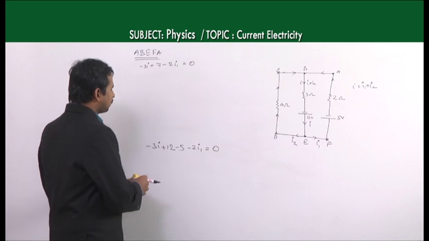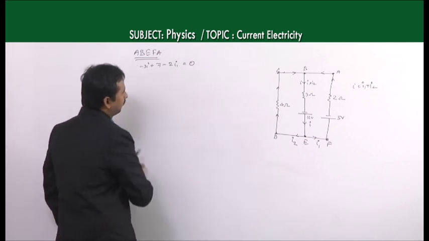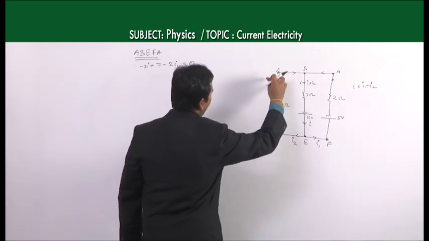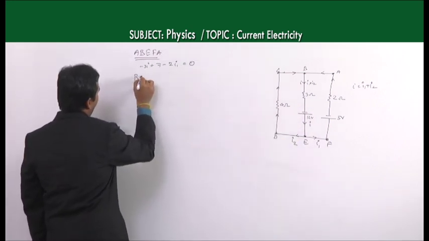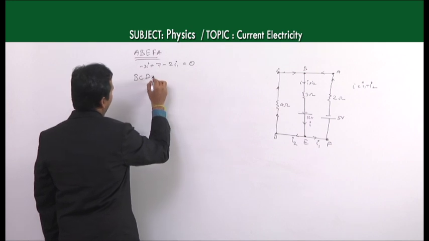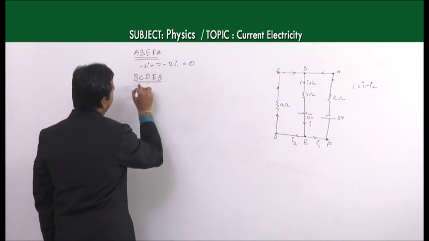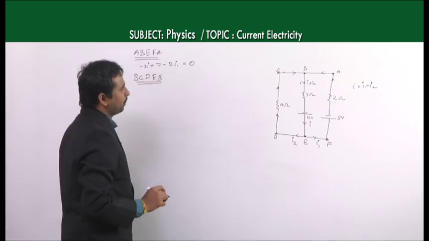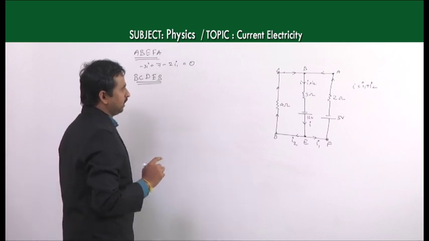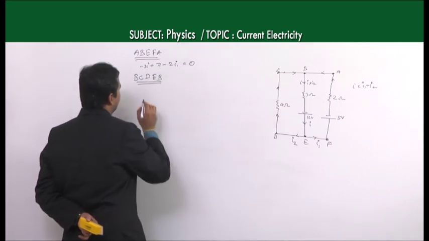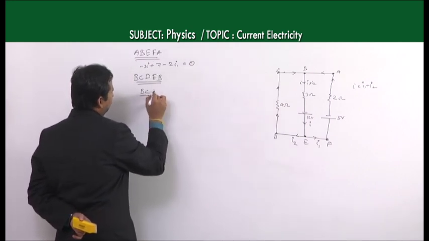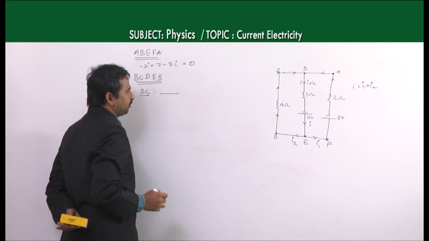Now, come to the second closed loop, which we are taking between B, C, D, E, B. Second closed loop we are taking. When you are starting from B to C here, as we are going opposite to the direction of current, no electric components are present. So, no problem for the BC part.